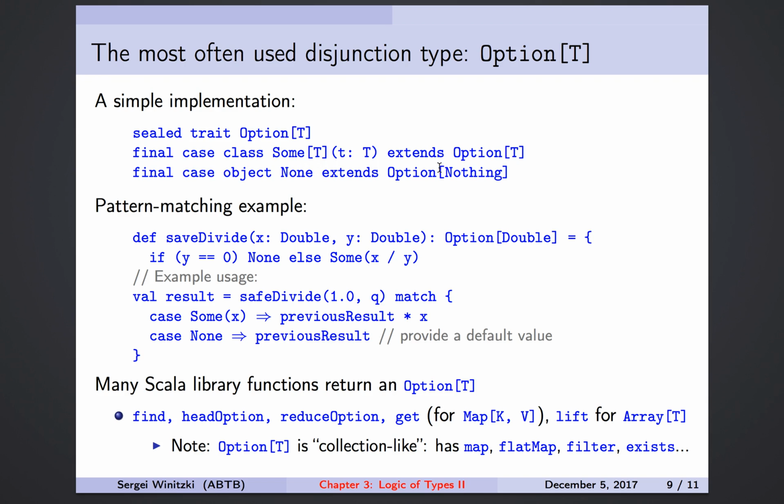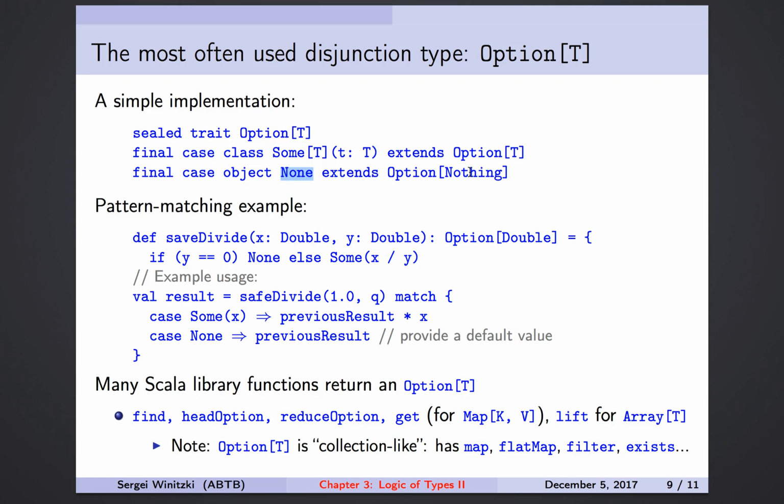And notice here it extends Option with type parameter Nothing. Nothing is a special type that has no values at all. So this is used to signal that this is an empty tuple. It does not have any values inside.